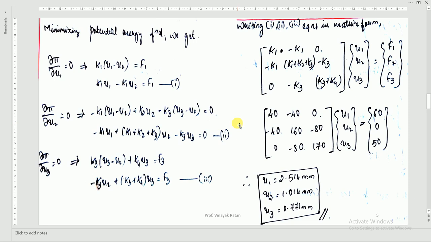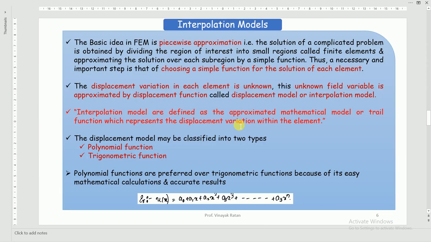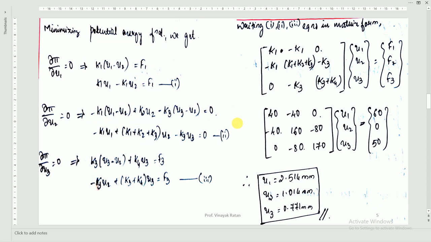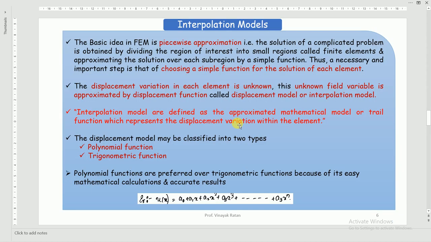Okay, let me move on to the next slide. I hope you have finished taking down all this, right? Just here, interpolation models, second half of your first module.